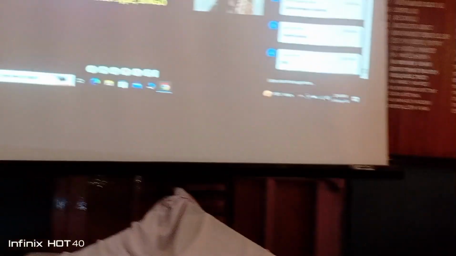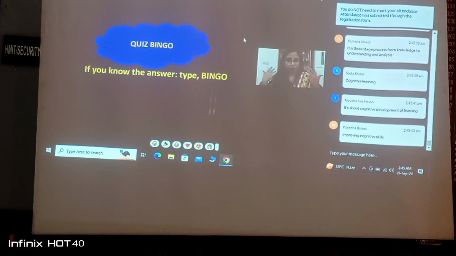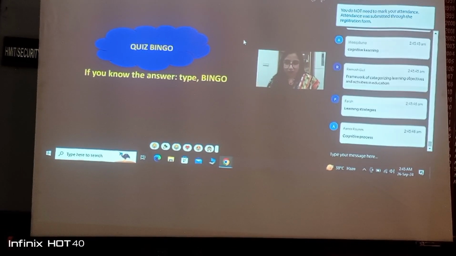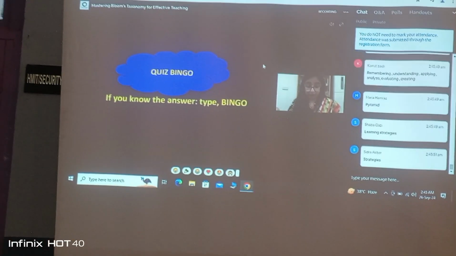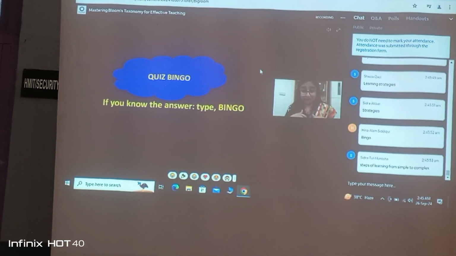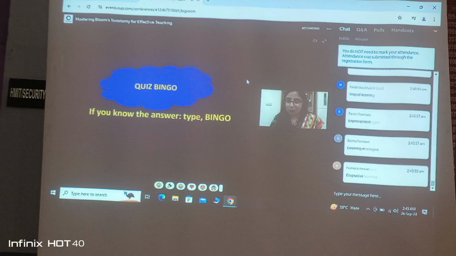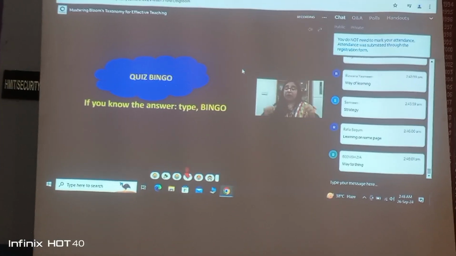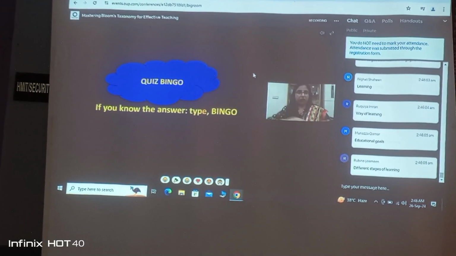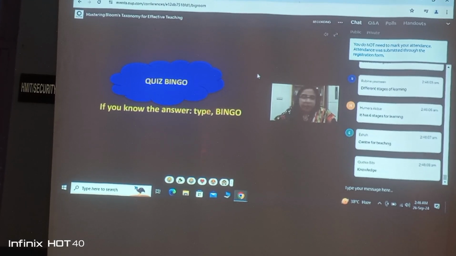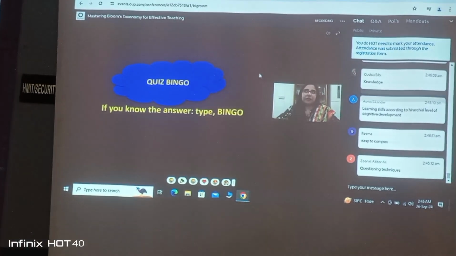So here, Ramsha, Nida, and everybody on my chat box, everybody of you. Suleiman says it's the way of learning. So absolutely, excellent. Fatma says it's okay. Fatma, would you like to answer what's Bloom's taxonomy? So Humera says it's the stage process of knowledge and understanding. Absolutely correct.